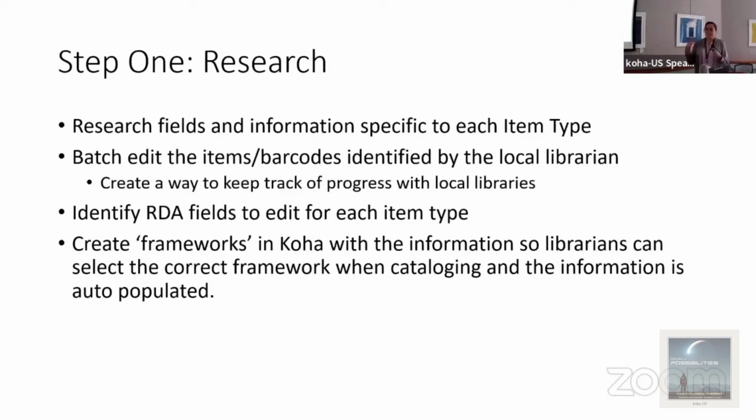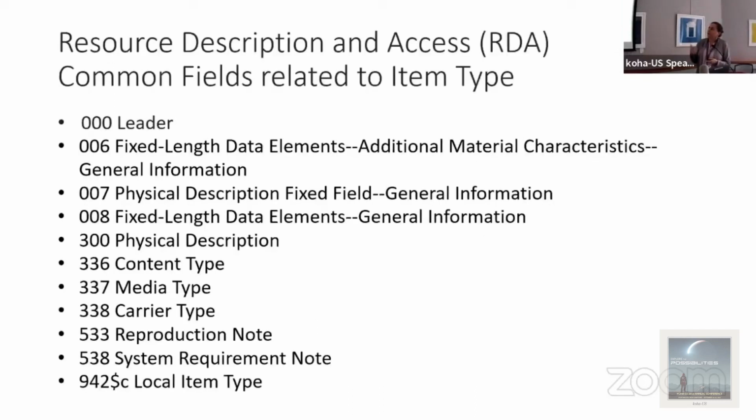And then how do I batch edit this stuff? Because I don't want to do it manually. That's a lot of records. How do I identify what records need to be edited for which item type? Did all of that, creating the frameworks.